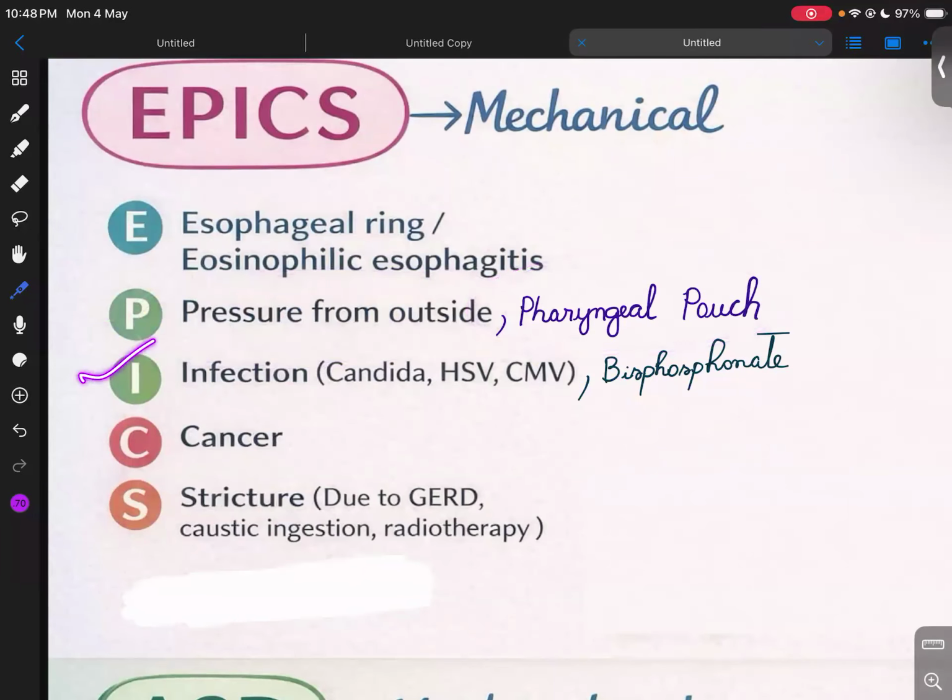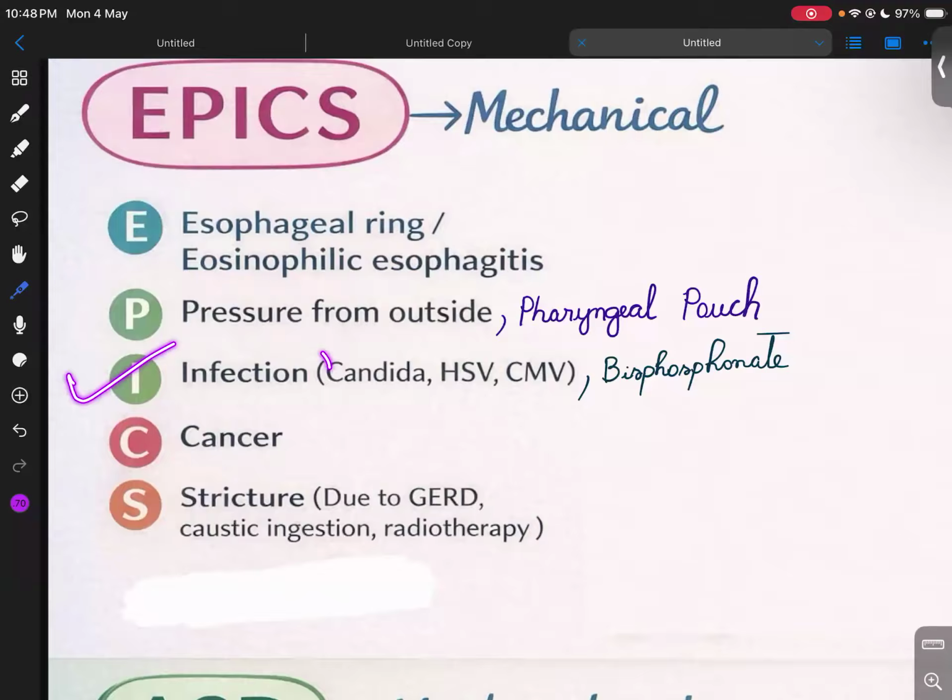Then I goes for infection. This is basically esophagitis. This esophagitis can be due to any infection like Candida, herpes simplex virus, or cytomegalovirus, or this esophagitis can be due to bisphosphonate. Some sound is coming. Doctor, I'm just requesting, if anyone's mic is on, please mute it for a while, unless you have any question to ask.